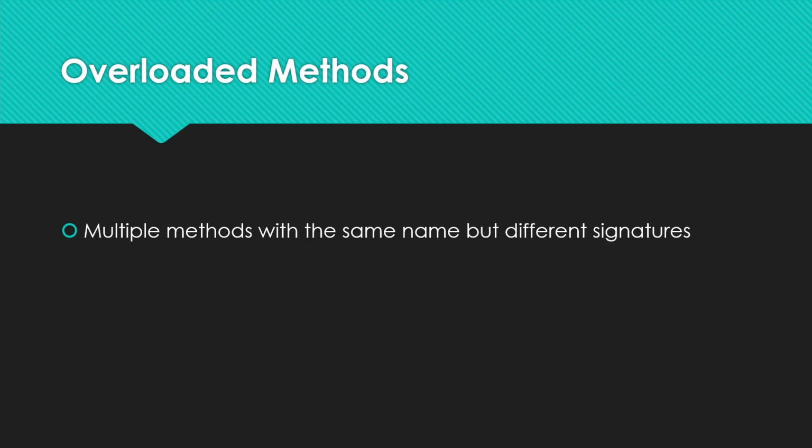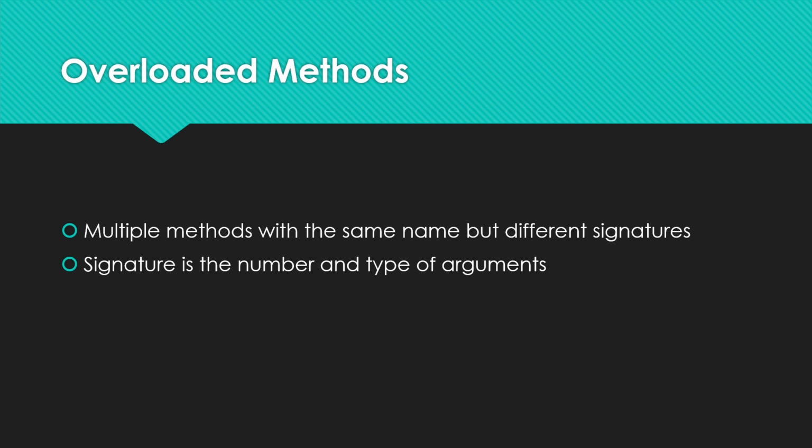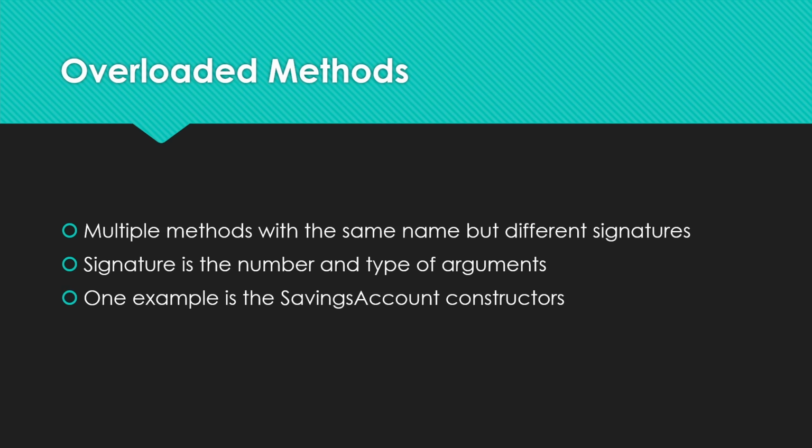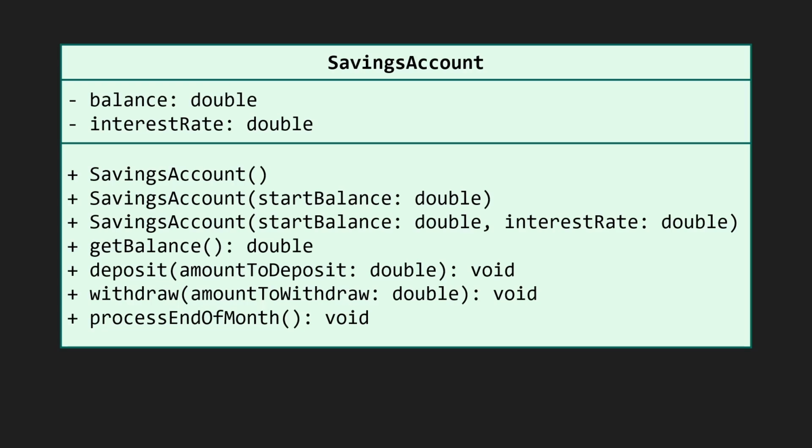So what do I mean by a method signature? The signature is basically the number and type of the arguments that the method takes. So those parameters, how many do we have? What type are they? One example that we've seen is in our savings account constructors. If we look at our savings account class diagram, remember that we started out with 3 different constructors. One that took no parameters, our default constructor, one that took 1 parameter, our starting balance, and one that took 2 parameters, the starting balance and a special interest rate. And we can have all 3 of these because of method overloading.